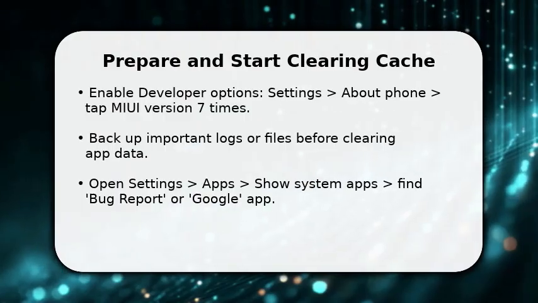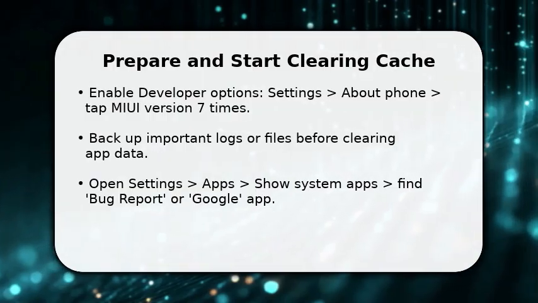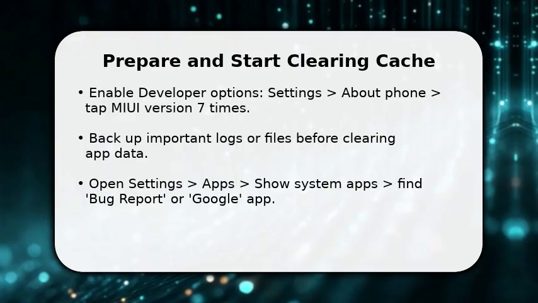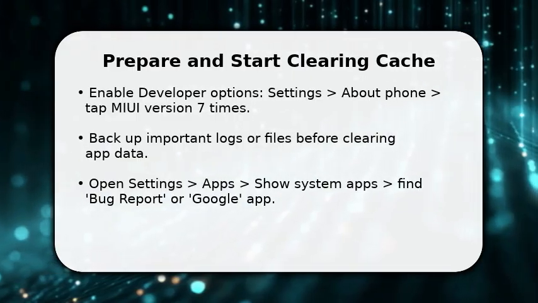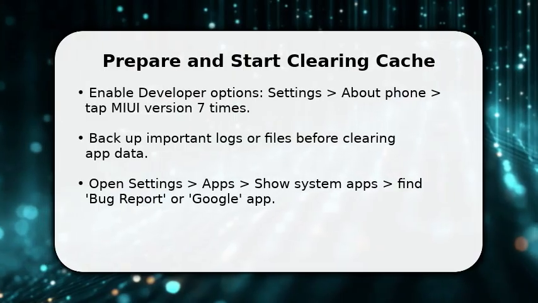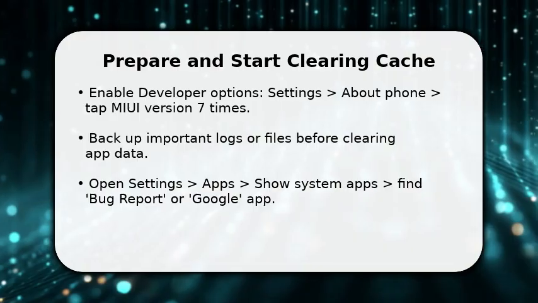You're going to clear the immediate causes first. Open developer options and make sure USB debugging is off for now. This prevents background triggers. Next, go straight to Settings, Apps, and choose to show System Apps. Locate the bug report or Google app and force stop it. This halts the crash loop.